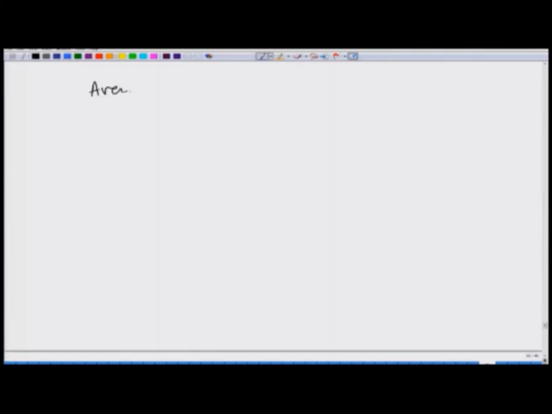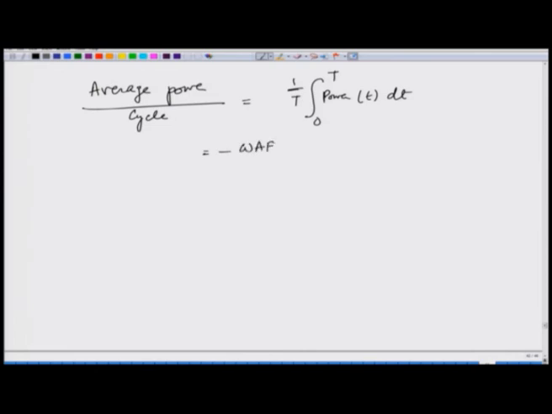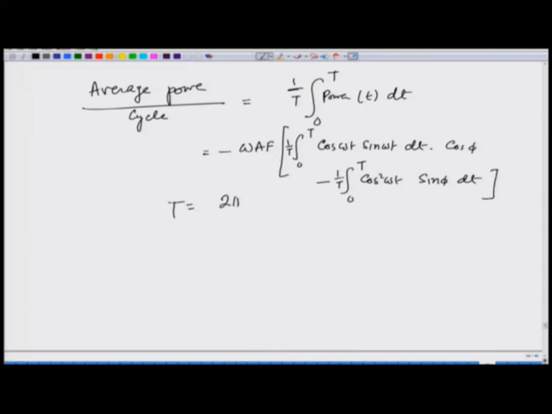So, average power per cycle is going to be equal to this power, which is varying with time, integrated over time from 0 to the time period and do 1 over T. So, this is going to be equal to minus omega A f times [integration 0 to T cosine of omega t sine of omega t dt times cosine of phi minus integration 0 to T cosine square omega t dt times sine of phi] and 1 over T, where T is 2 pi over omega.